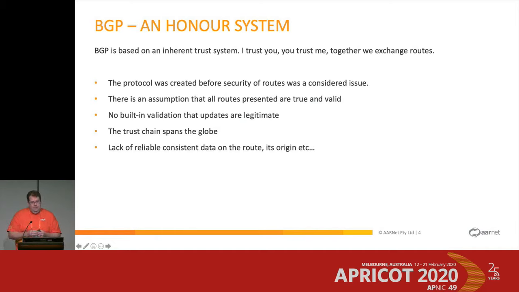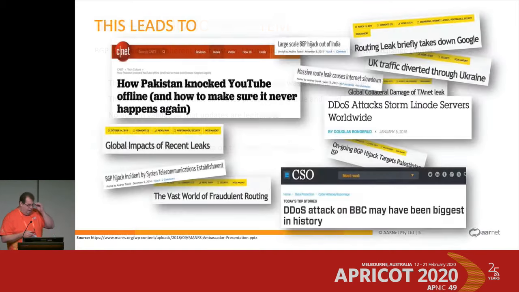There's no validation, and if you try to do BGP security, AS path validation, and so forth, think about the compute. Think about the resources that are going to be required in your neighbor peering statements to go all the way down the downstream level, especially when you start ingesting a full routing table. The trust chain does span the globe. And as I said before, there's no silver bullet. Lack of reliable, consistent data in the routing table, its origin, RADB, various entities, it's a problem. So, this leads to various events.